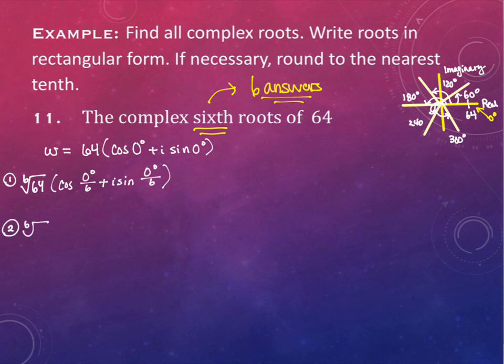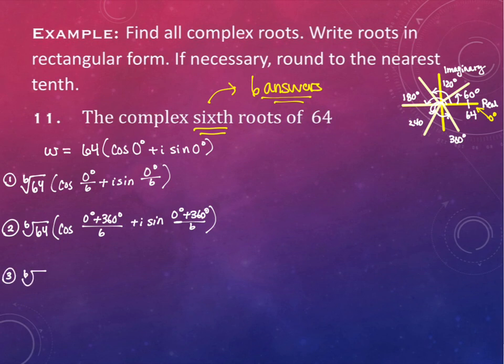Every single one of them is going to have the sixth root of 64 at the beginning. And then we're going to take that angle measure, and this is going to look silly because our number is 0, but we're going to add 360 to it. Whatever the angle was, we add 360 divided by 6, plus i sine of 0, add 360, divide by 6. Okay, so this is solution number 2.